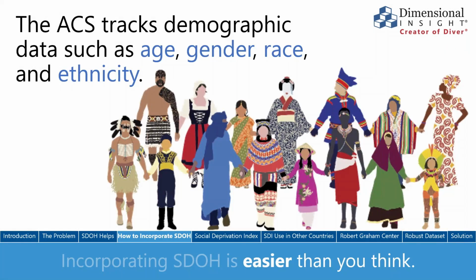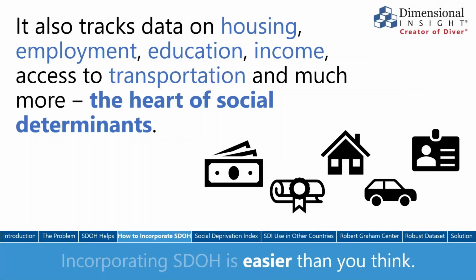So among the data that's collected are information on demographics, as you would expect, age, gender, race, and ethnicity, all updated from the decennial census, just on a more regular basis. But also there are social determinants factors, such as housing, employment, income, access to education, access to transportation, and much more. And these are really at the heart of social determinants.